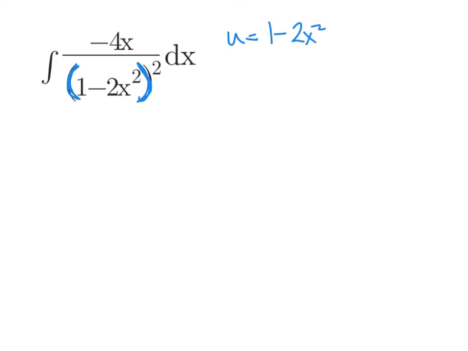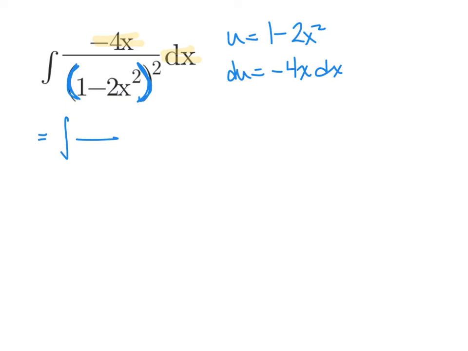Next, we're going to have to identify what the differential is, so what du is. And the differential of 1 minus 2x squared is going to be negative 4x dx, which is super helpful for us because we have that negative 4x in the numerator and our dx on the outside, so we don't really need to do any other rearranging. We're able to just start substituting right now.